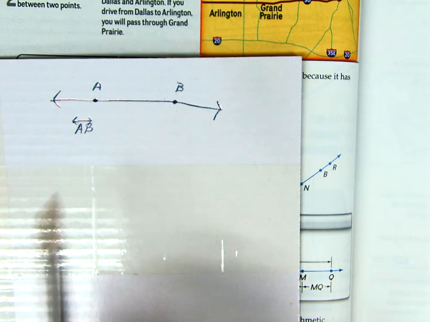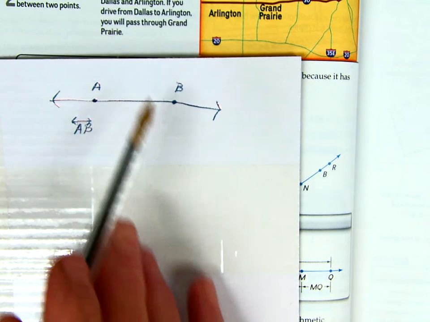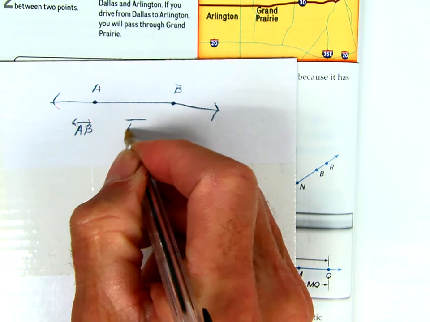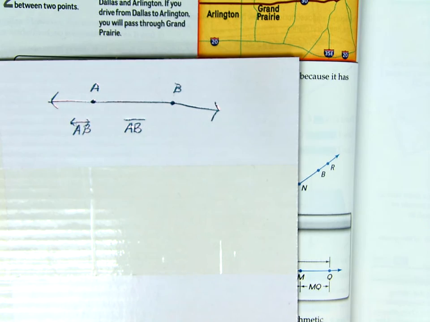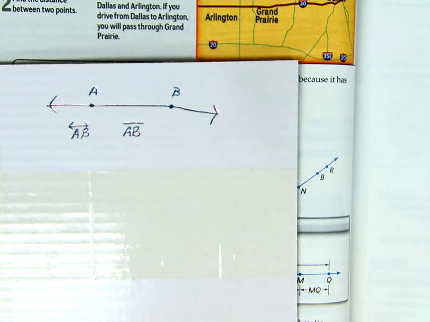Okay. So this would be read as line AB. The arrows on both ends, just like a line does. And this would be read as line segment AB. It definitely starts at point A and it definitely ends at point B. There are no arrows on the ends. But I thought a line never ended. A line never ends. A line segment absolutely ends. It's just a portion of the line.